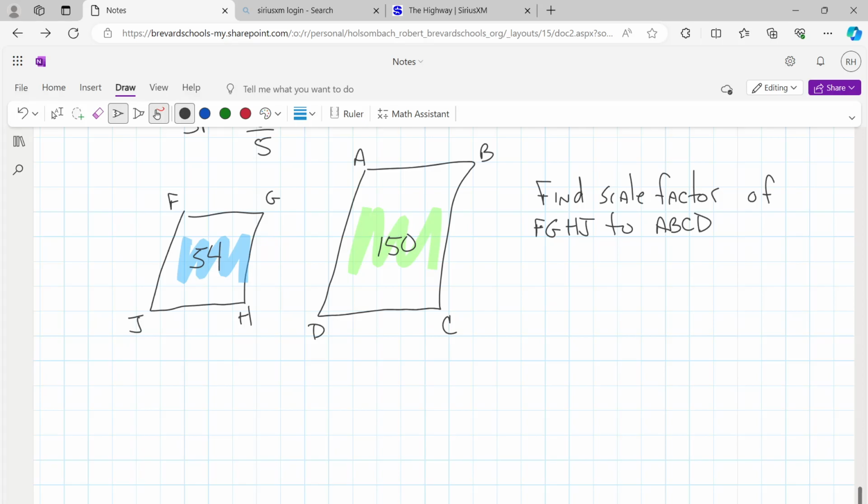So here's how we're going to find the scale factor. We're going to put area of blue, 54, over area of green, 150. We're going to set that equal to the scale factor, or in this case, we're going to call the scale factor K squared.